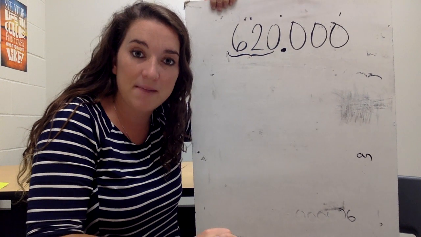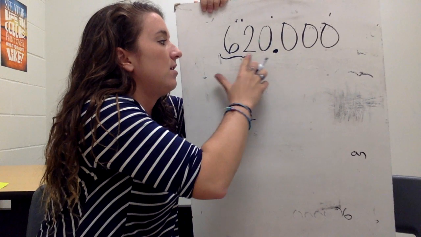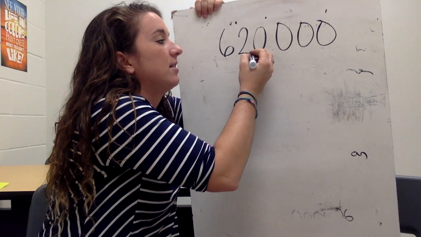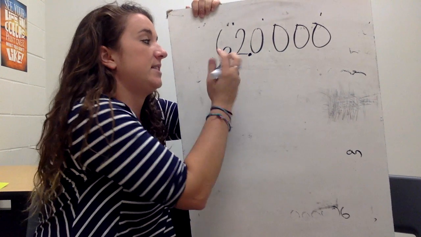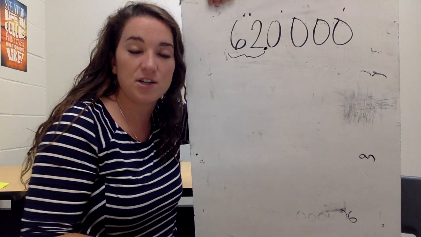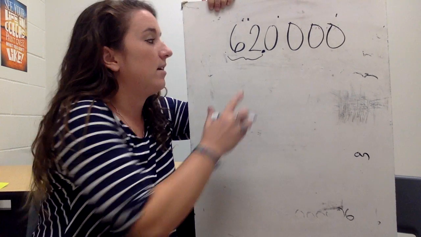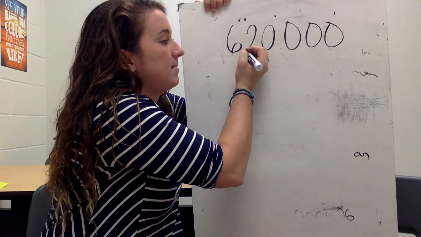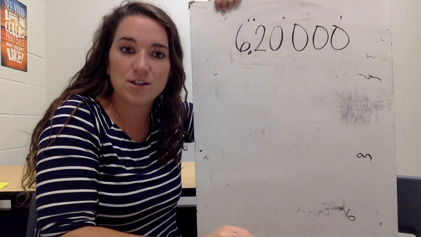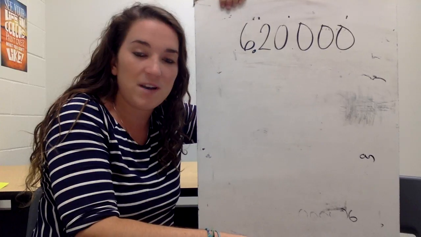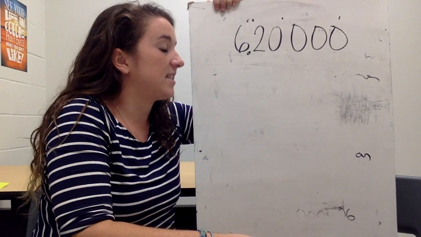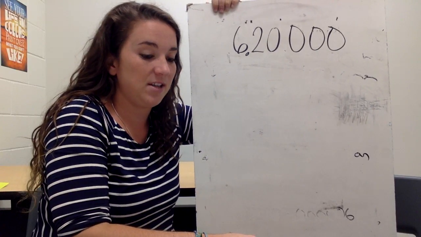Is 620 between 1 and 9? No. What if I place it after this right here? Now it's 62 instead of 620. But is 62 between 1 and 9? No. So I'm going to keep trying to make it smaller. So now I have 6 2/10. Is 6.2 between 1 and 9? Yes, it is. So the decimal goes between the 6 and the 2.